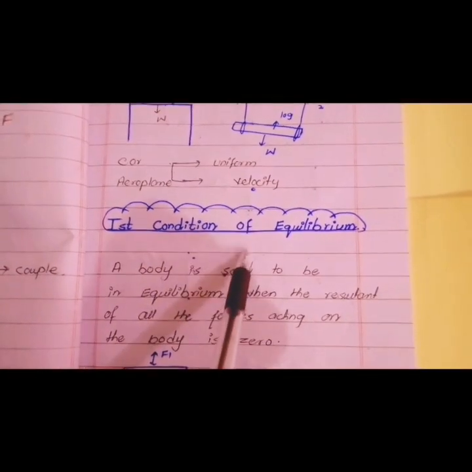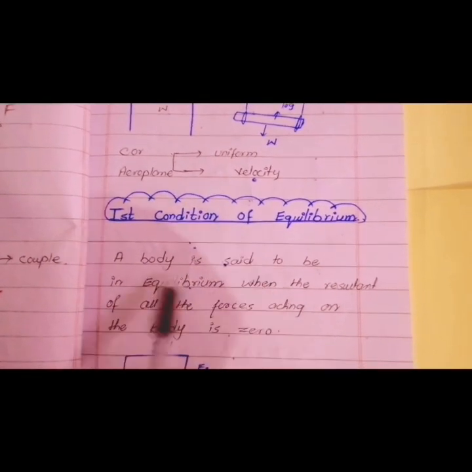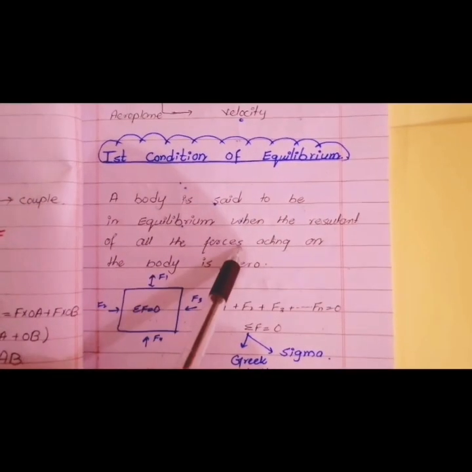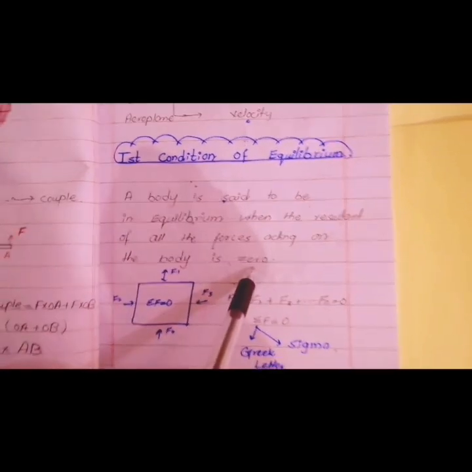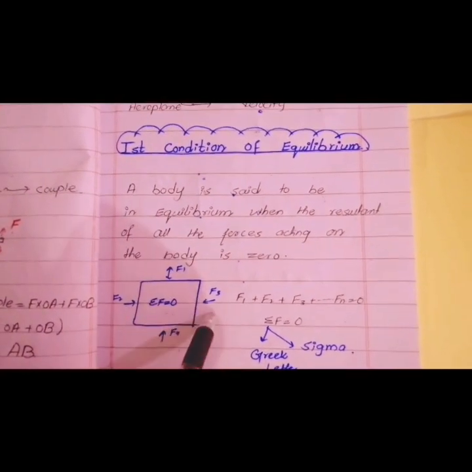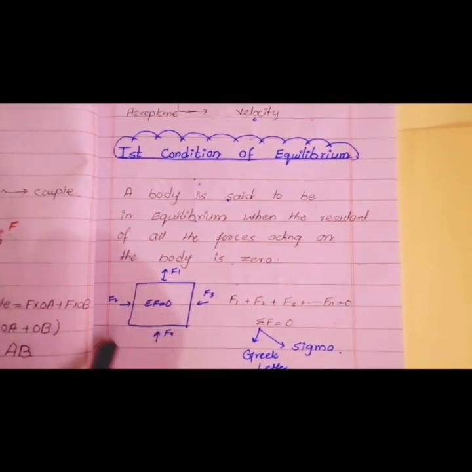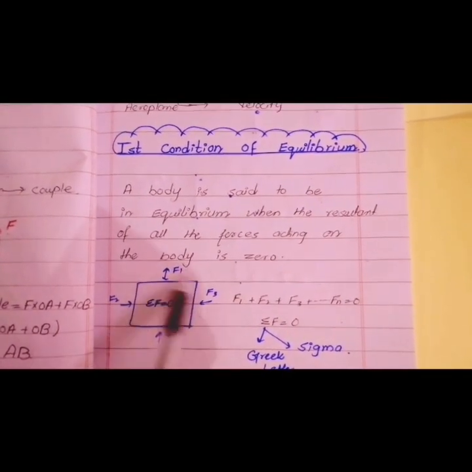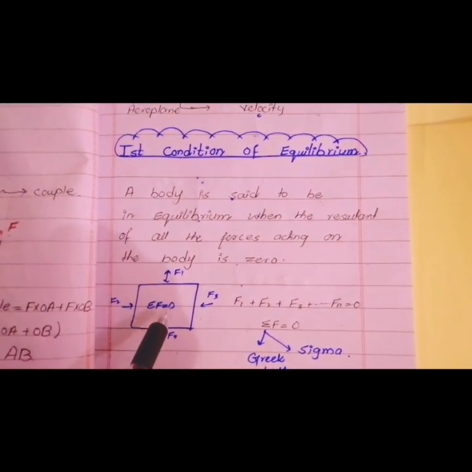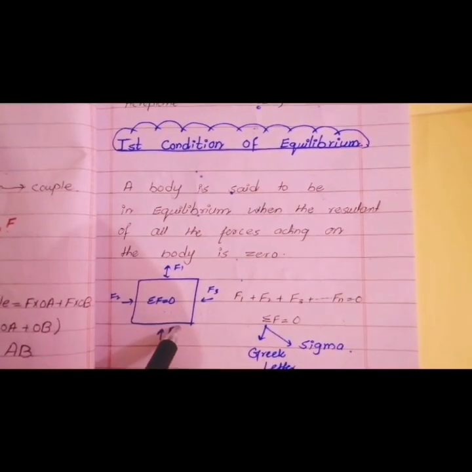First condition of equilibrium. A body is said to be in equilibrium when the resultant of all the forces acting on the body is zero. For example, if on a body 1, 2, 3 and 4 forces are acting, and if we add all the forces and take the resultant of all the forces, if the resultant of all the forces is equal to 0, we can say that this is the first condition of equilibrium.